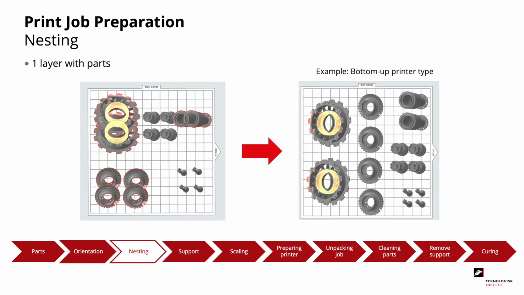Next up is nesting, where we place the parts correctly on the platform. Here we want to place as many parts on the platform as possible, and since we can only print in one layer, we want to avoid overlapping parts.